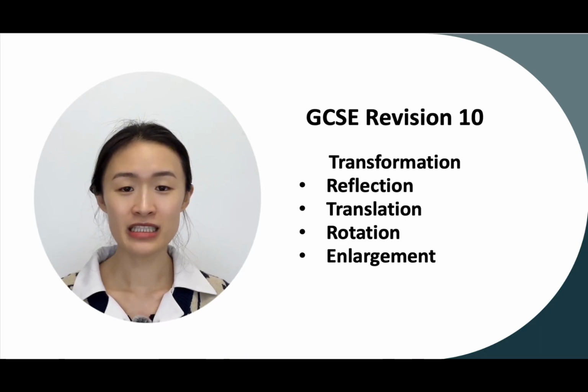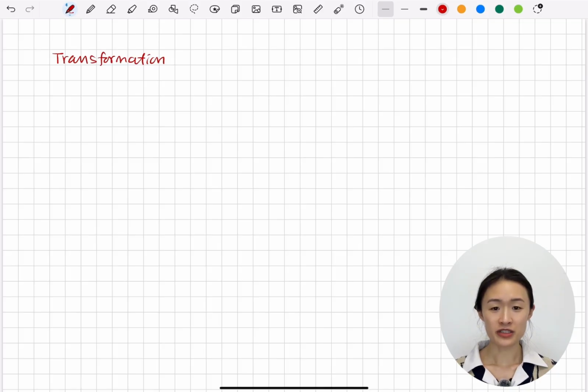Today we'll be revising transformations. Please get your pen and paper ready and make some notes. So there are 4 different types of transformations. The first one is reflection.